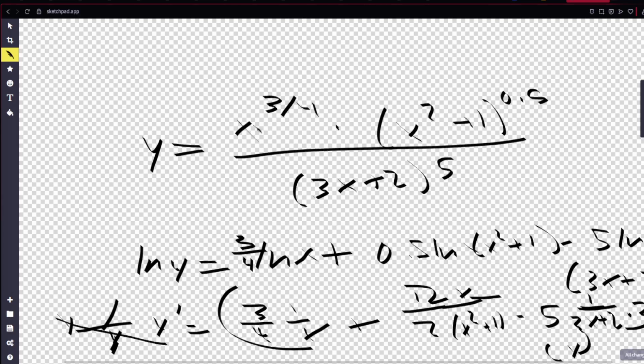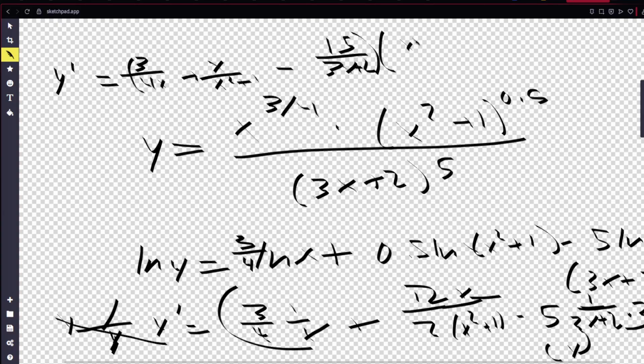And coming back up to the top, just to add more space, y is equal to 3 over 4th x plus x over x squared plus 1 minus 15 over 3x plus 2. And remember that we multiplied y at the end. And we're not going to simplify because that's practically impossible. I mean, it would just take a lot of work, essentially. Square root x squared plus 1 all over 3x plus 2, and that is the derivative.